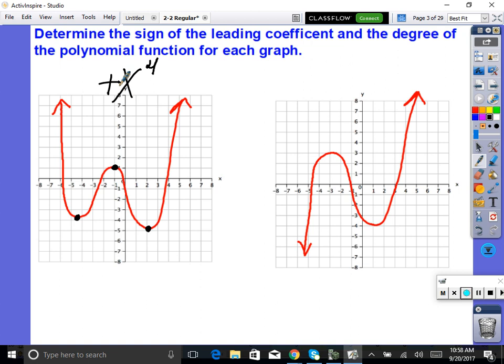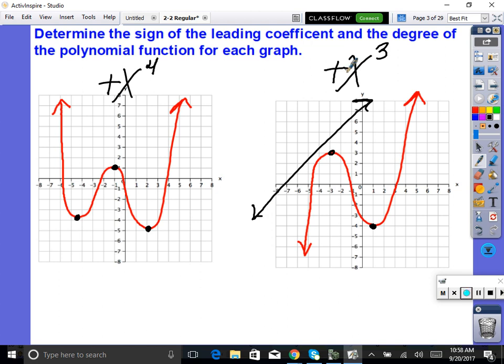It's odd degree because it's opposite end behavior. So how many turning points? Right? So there's 2 turning points, so it's degree 3. Right, everybody? Is it positive in front or negative in front? You're right, because look, the end behavior looks like a positive line, doesn't it? Down and up, so it's positive.